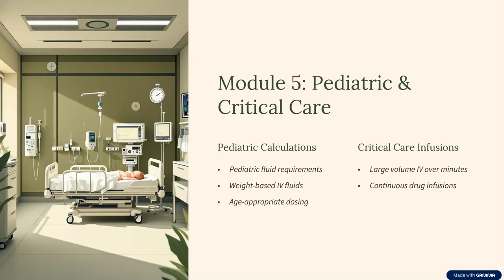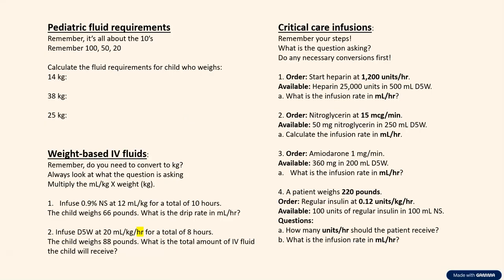Module 5 consists of pediatric and critical care dosage calculations. These calculations represent applying many of the same lessons learned in the prior modules. Specifically, Module 5 contains pediatric calculations with pediatric fluid requirements, weight-based IV fluids, and then we talked about critical care infusions with large volumes of IV over minutes and continuous drug infusions. Let's review some practice problems, some with pediatric requirements and some with weight-based IV fluids. And then we're moving right on to continuous infusions.